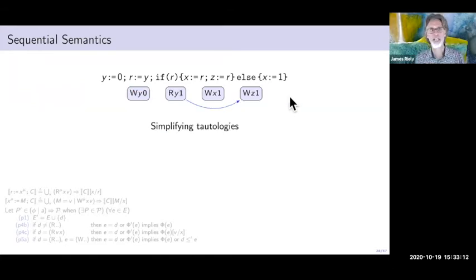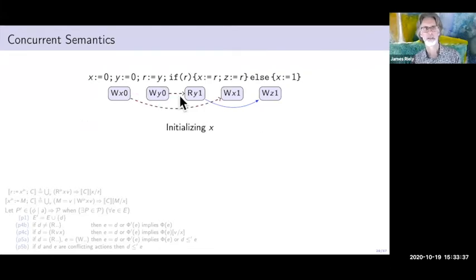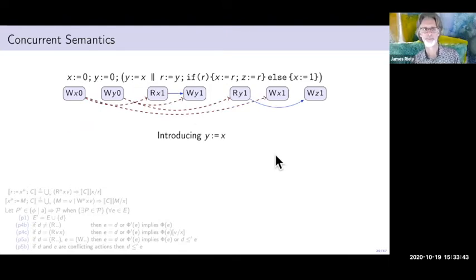All right, if we simplify everything down, we end up with this. So we've got a nice, simple little meaning for this program. And we can then start thinking about what happens in the concurrent semantics, where we have to worry about writes and fulfilling all the writes. So the first thing is we have to order conflicting accesses. So we'll have an order here from the write of y to the read of y. And we need to have initialization for x, so we'll throw that in. And then we'll introduce this other thread, which is copying x into y. And so there it is.